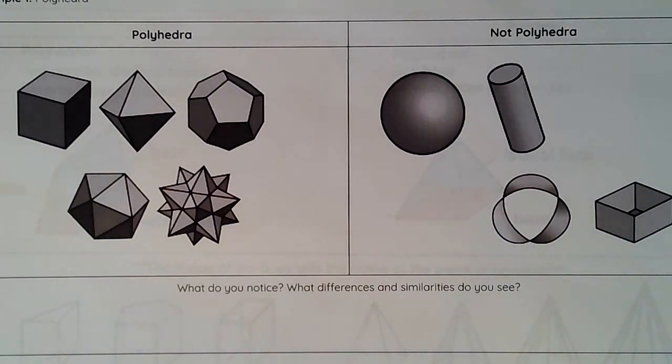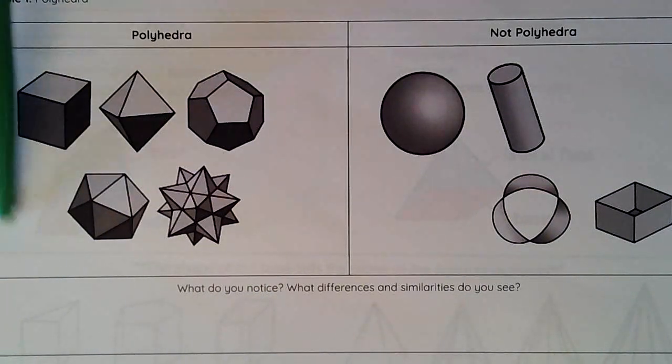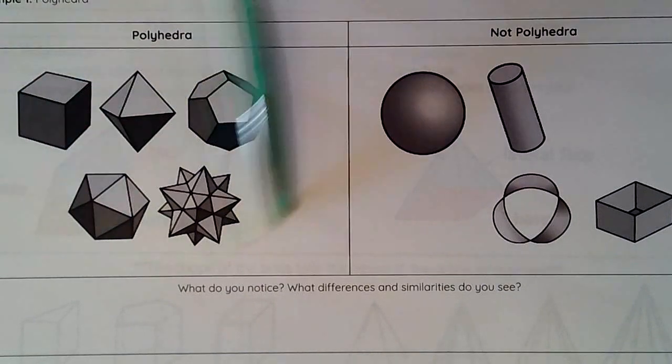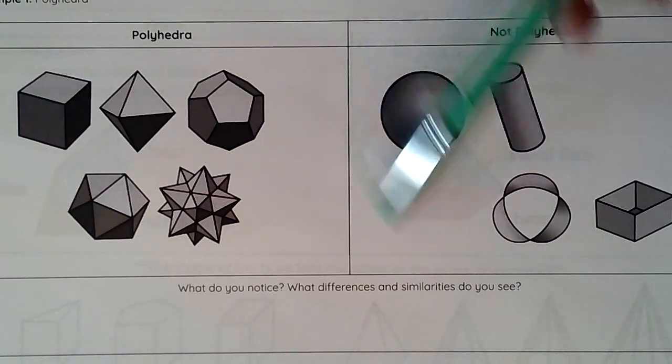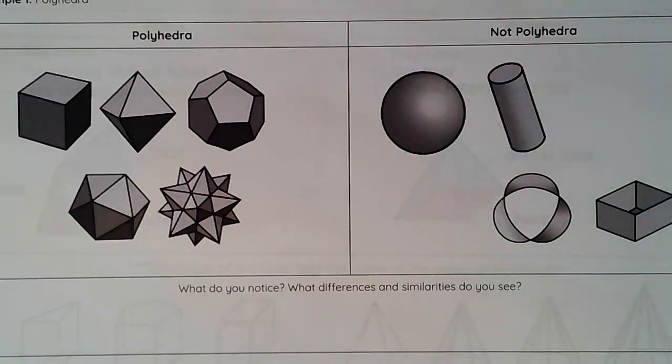Today we are going to talk about polyhedron. As you can see in the picture, we have a section of pictures that are polyhedra, and we have a section of pictures that are not. I want you to take a moment and think what you see. Make some observations. What differences are between the pictures and what similarities are between the pictures?